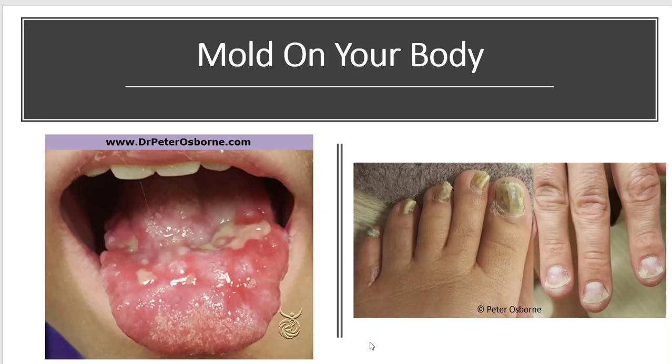Now, many people, including doctors, will say, oh, it's just a little mold growing on your toenail. Don't worry about it. It's not a big deal. It is a big deal. If you've got mold growing under your nails or on your nails or on your tongue, this means your immune system is fighting but not winning, and that mold is slowly winning the battle against you.